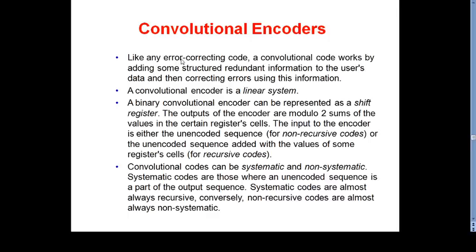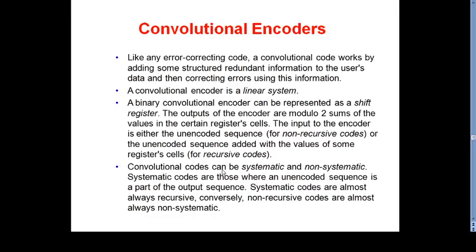Like any error correcting codes, convolution codes work by adding some structured redundant information to the user data, then correcting the errors using this information. A convolution encoder is a linear system. A binary convolution encoder can be represented as a shift register. The output of the encoder is a function of the modulo 2 sum of the values in certain registers. The input to the encoder is either the unencoded sequence for non-recursive codes, or the unencoded sequence added with the value of some register.